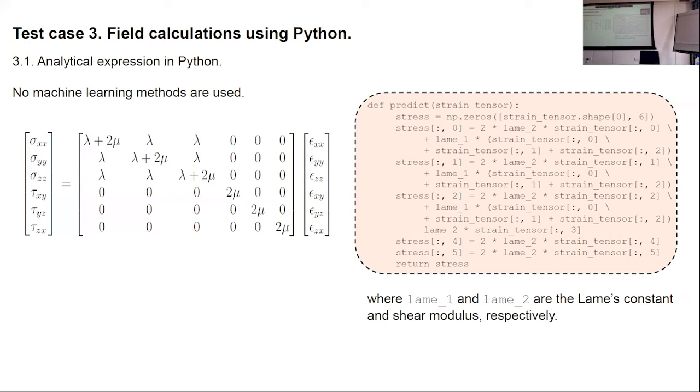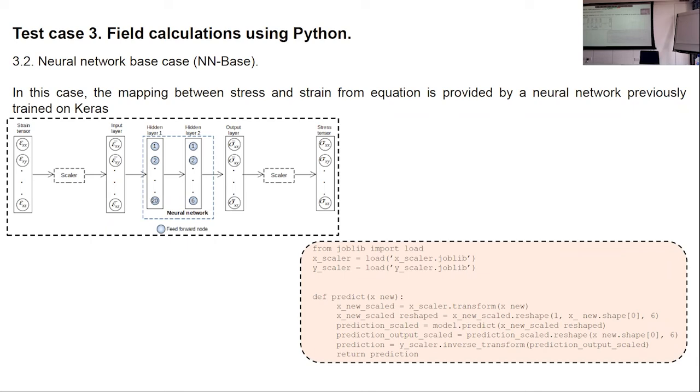In the second case, we literally implemented the neural network. You can see that first we are loading the scalers that we used when training it. Then, if you read the code, it simply scales, predicts, scales back, and returns. That's it. For the sake of time, I'm not going into the details, but feel free to reach out to me if you are interested, or maybe read the preprint of the paper.